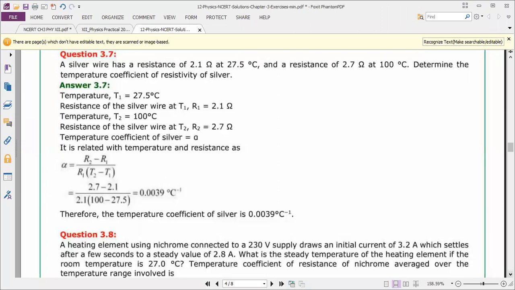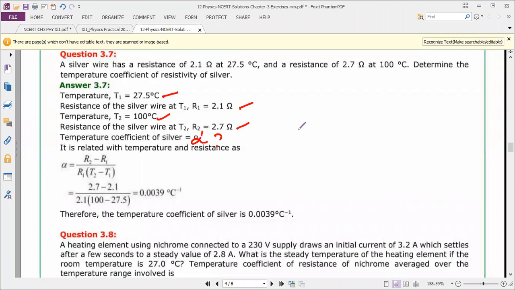They are asking for the alpha value. Before, they asked for the increased temperature. Now they are asking to find alpha, the temperature coefficient. So T1 value is 27.5, the resistance value 2.1, T2 value 100 degrees Celsius, the resistance value 2.7. Now alpha is the question mark.